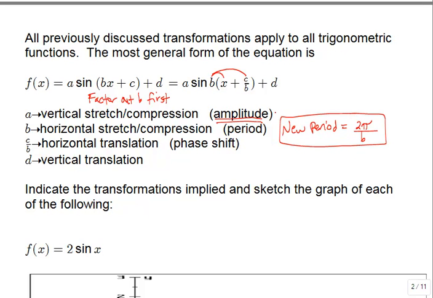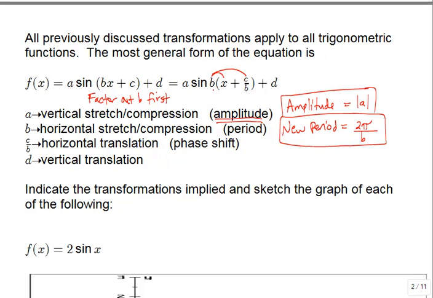I should mention up here with amplitude, amplitude in general is this a value, but typically we think of the amplitude as always being positive. So sometimes you'll see it written as amplitude is the absolute value of a. So if there's a negative out front, then that would just flip your graph upside down, but your amplitude would just be the positive a value.